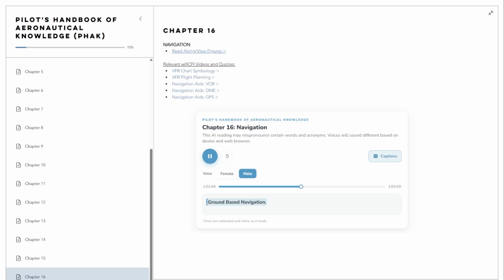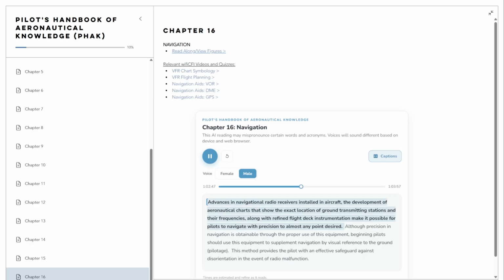Ground-based navigation. Advances in navigational radio receivers installed in aircraft, the development of aeronautical charts that show the exact location of ground transmitting stations and their frequencies, along with refined flight deck instrumentation make it possible for pilots to navigate with precision to almost any point desired. Although precision in navigation is obtainable through the proper use of this equipment, beginning pilots should use this equipment to supplement navigation by visual reference to the ground, pilotage. This method provides the pilot with an effective safeguard against disorientation in the event of radio malfunction.